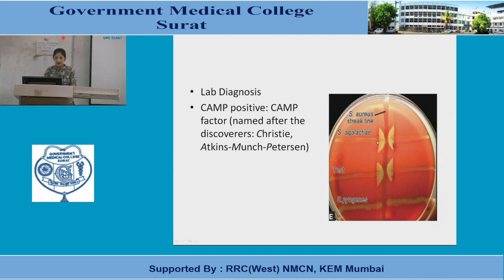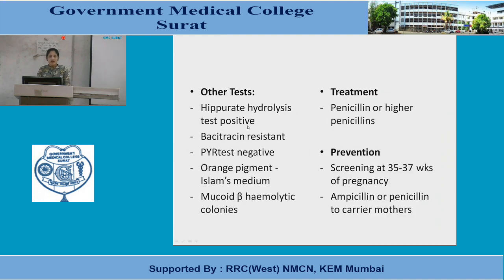So here there is an arrowhead type of hemolysis which is found. Other tests which differentiate Streptococcus agalactiae from Streptococcus pyogenes: hippurate hydrolysis; then bacitracin resistant, in contrast to Streptococcus pyogenes which gives bacitracin sensitive. The PYR test is negative in case of Streptococcus agalactiae. Orange pigment is produced in Islam's medium, which is a selective medium for agalactiae.